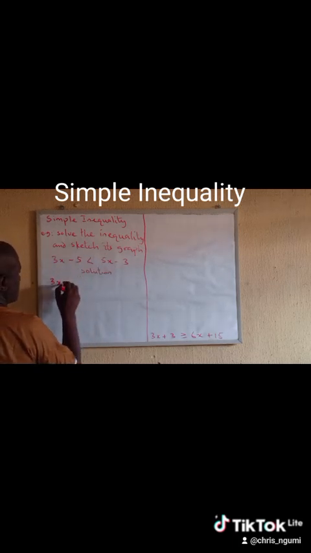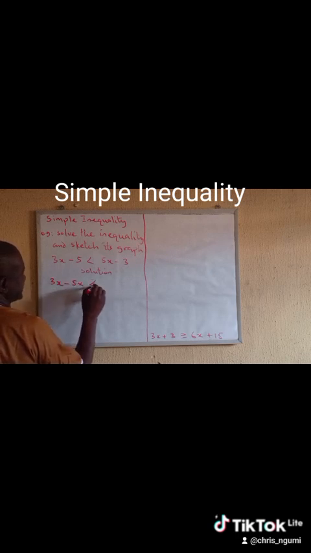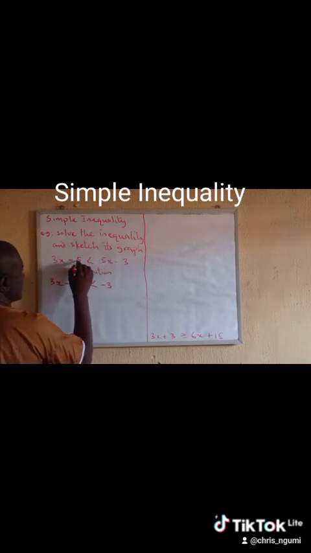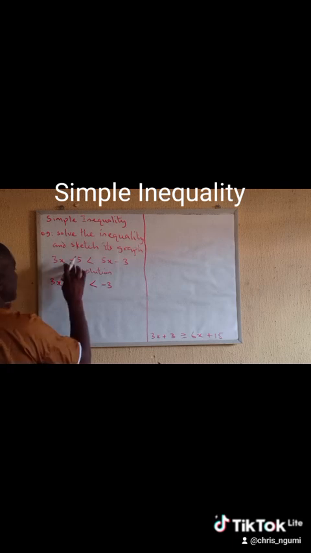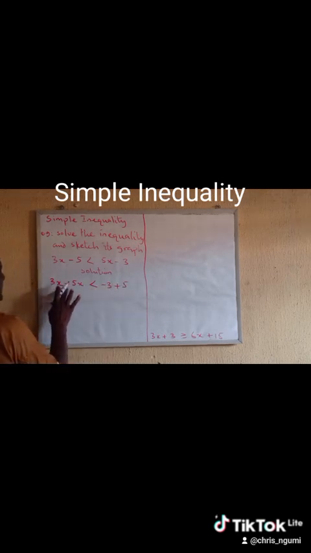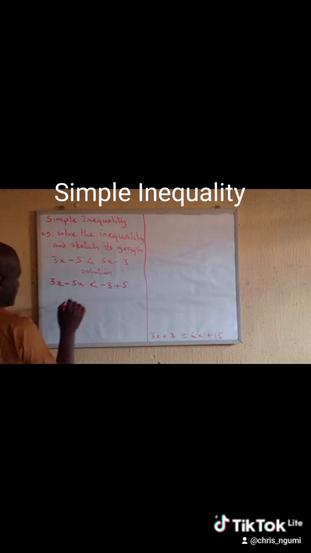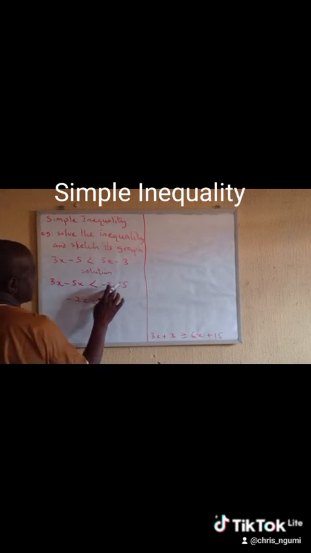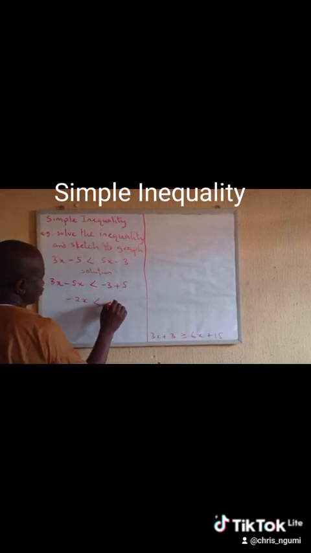So I have 3x. This side will become minus 5x because it's plus there. It will be less than, we have minus 3 already on the right hand side, so I'll write minus 3. This minus 5 will leave the left hand side and go to the right to become plus 5. Now 3x minus 5x, which we have seen before, the answer is minus 2x, less than. Then minus 3 plus 5, the answer is plus 2.